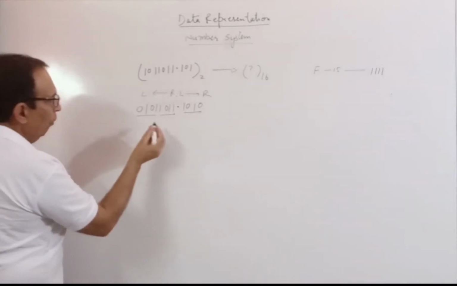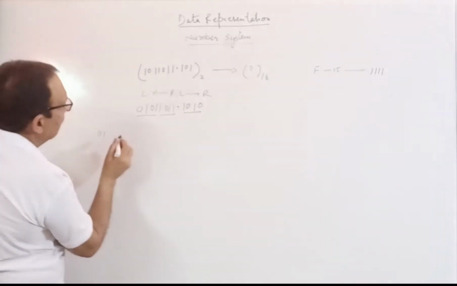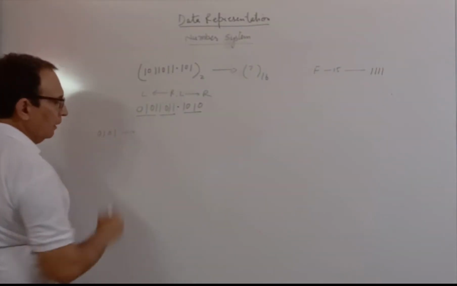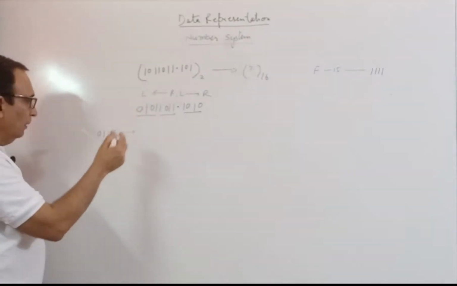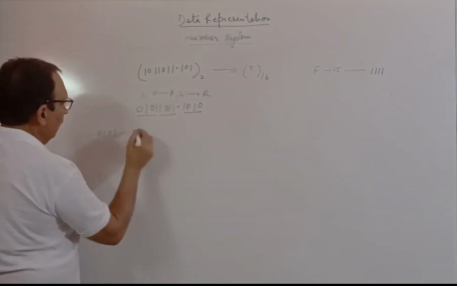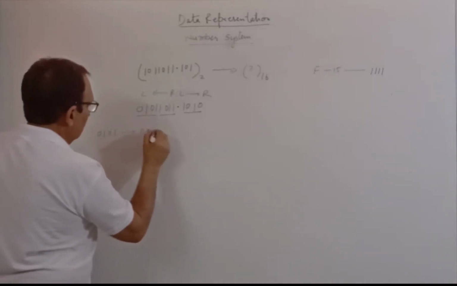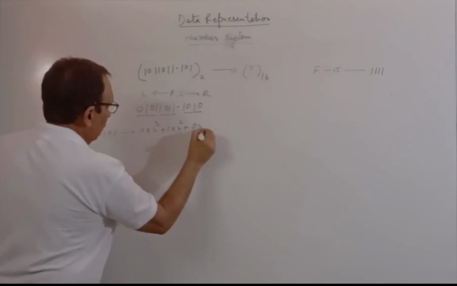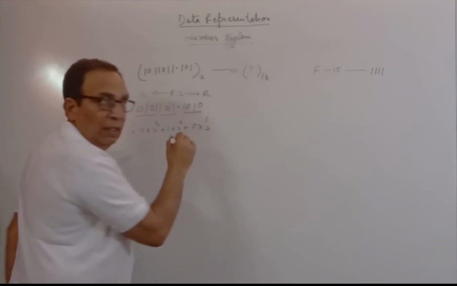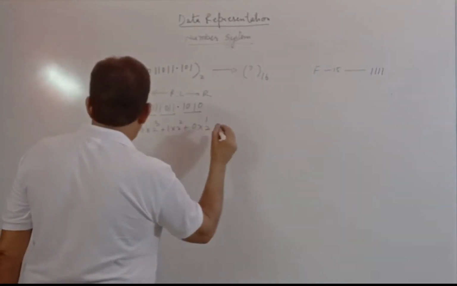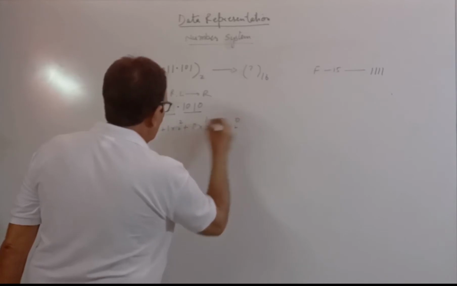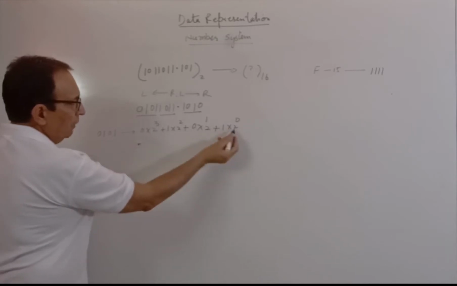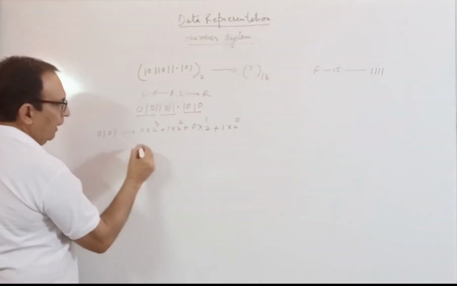Write each group separately: 0, 1, 0, 1. Convert it into the equivalent hexadecimal number. So this will be equal to 0 into 2 raised to the power 3, 1 into 2 raised to the power 2, 0 into 2 raised to the power 1, and 1 into 2 raised to the power 0. This comes equal to 4 and 1, which is 5. You can make the calculation. You know how to make the calculations now.